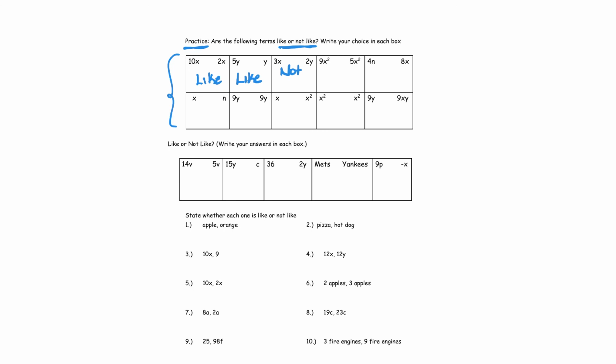Different variable. Next one, 9x squared, 5x squared. They are like. Why are they like? Same exponent to the same power. 4n, 8x. Like or not like? They are not like. Why are they not like? Because they have different variables. I am going to ask you to pause the video here and complete the rest of the page on your own. Then we're going to take a look at what's expected on the next page, which is your homework.